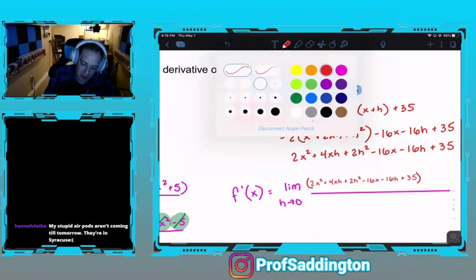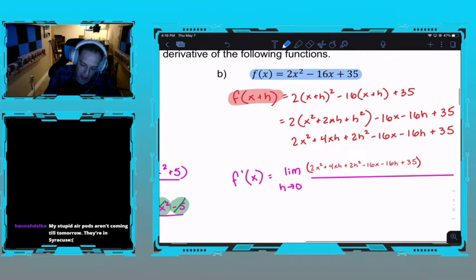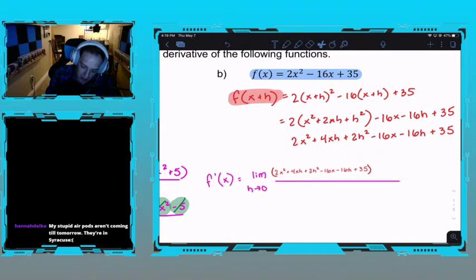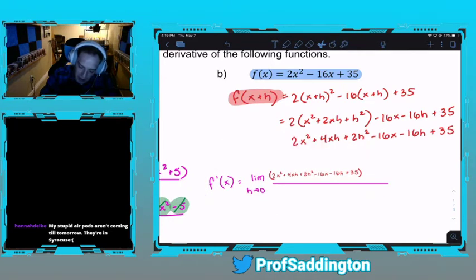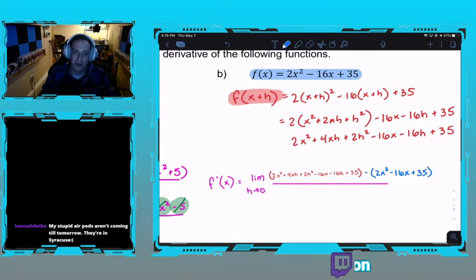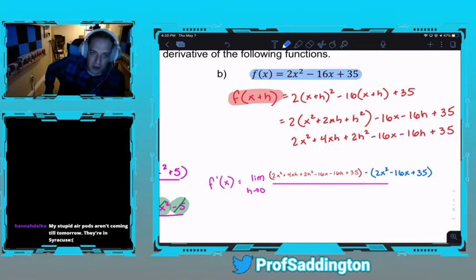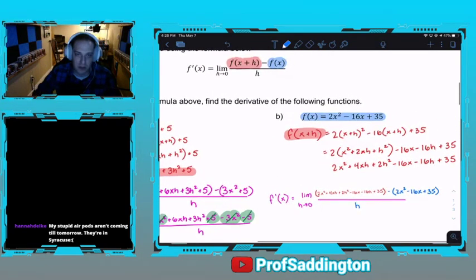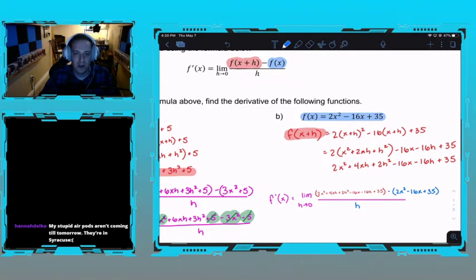And then I have to subtract the second part, and I'm running out of room, so I'm going to even have to shrink this whole thing down. So I'm going to subtract the f of x, which we said is 2x squared minus 16x plus 35. And that's all over h. That is what the formula states up top. So this is the limit definition of a derivative.